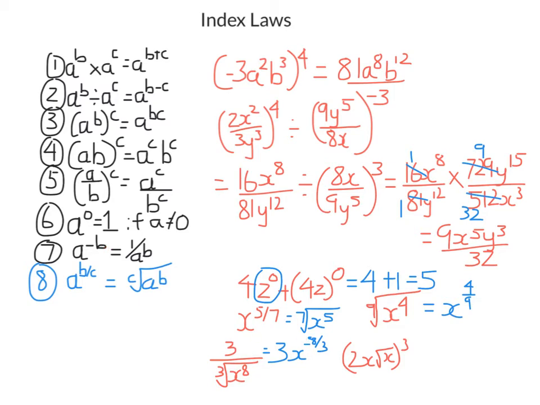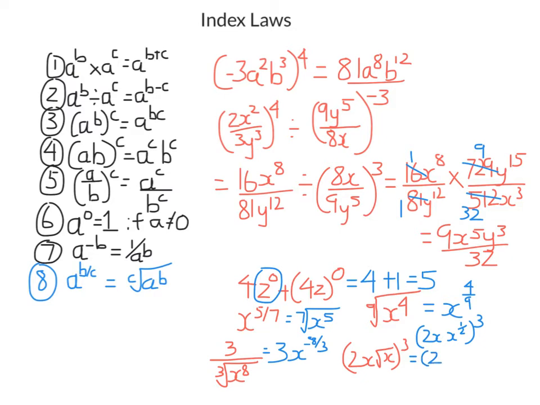So we can combine fractional powers with the other index laws. Let's do that here. We've got 2x times root x to the power of 3. So note, root x is x to the power of half. So this is the same as 2x times x to the power of a half, all raised to the power of 3. Now, to simplify x times x to the power of half, we can just use this basic rule here. Keep the same base and add the powers.